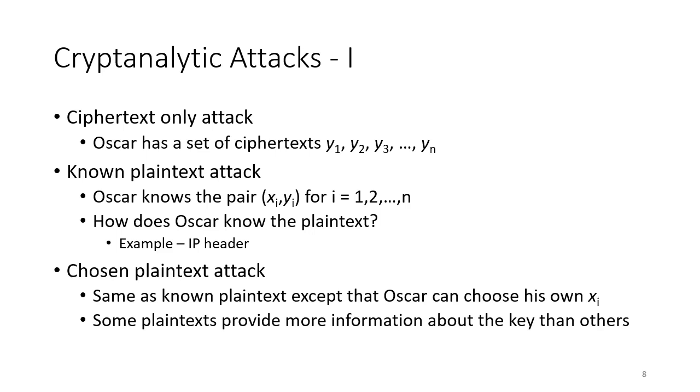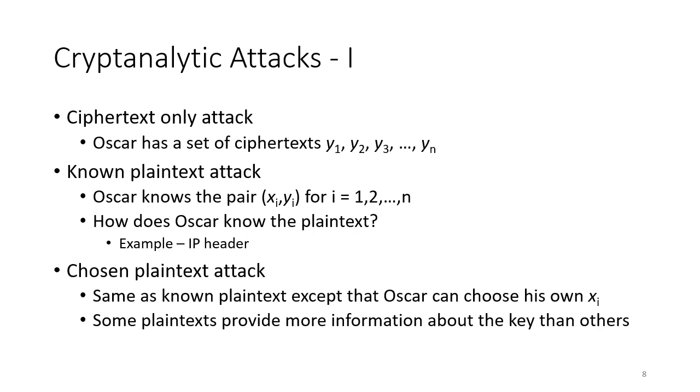A more common attack is called the known plain text attack. Here, Oscar not only knows the ciphertext, but he also knows the plain text xi for a certain number of plain text ciphertext pairs. This is possible because Oscar can make intelligent guesses, and certain plain texts are kind of obvious. For example, in an IP packet, the header can be guessed because there are fields like source IP address, destination IP address, version numbers, and so on. So the known plain text attack is commonly used to test whether an encryption scheme is good enough.